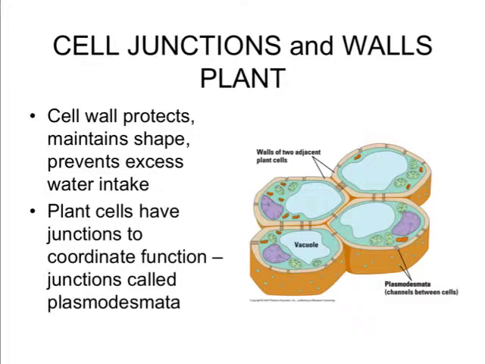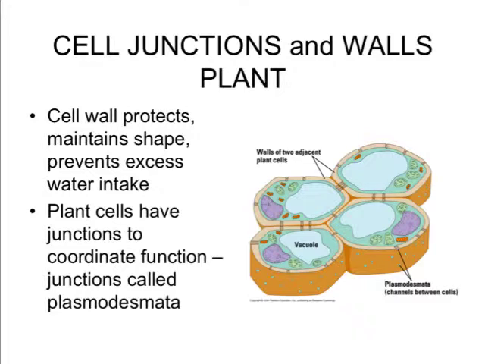All right, so let's take a look at plant cells. Like we said earlier, plant cells have cell walls that help to protect them, maintain the shape and stuff like that, so they don't really need any proteins in their cell membrane to kind of hold them there like we saw in the animal cells. Cell walls also prevent excess water intake so that they don't burst.